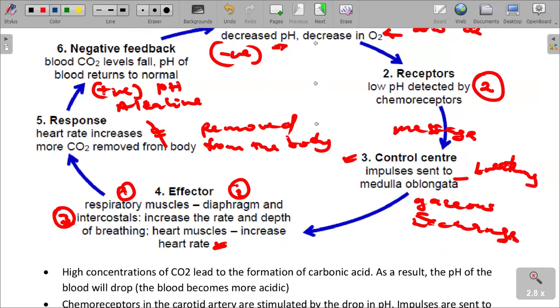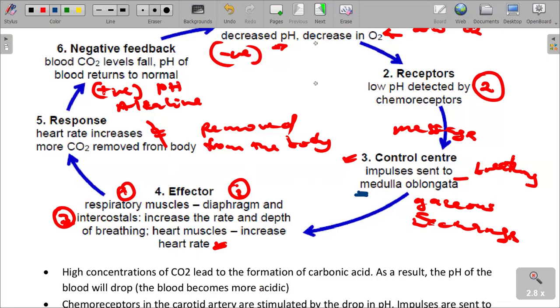So receptors, what do they do? They identify the low pH, these are the chemoreceptors that we are talking about. The chemoreceptors identify that the pH has gone down, and then a message is sent to the control center, through impulses to the medulla oblongata. I've been talking about this severally. Why do impulses have to go to the medulla oblongata? Because it's the breathing center. It affects the breathing functions of the body.